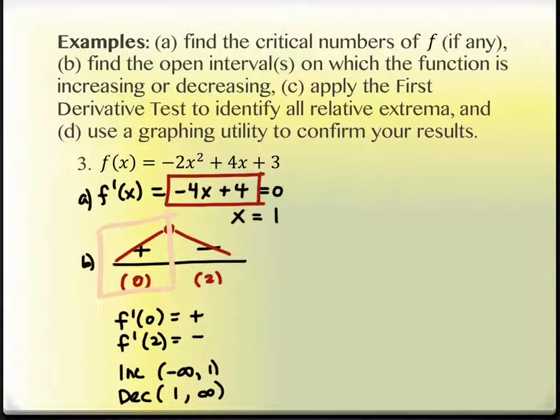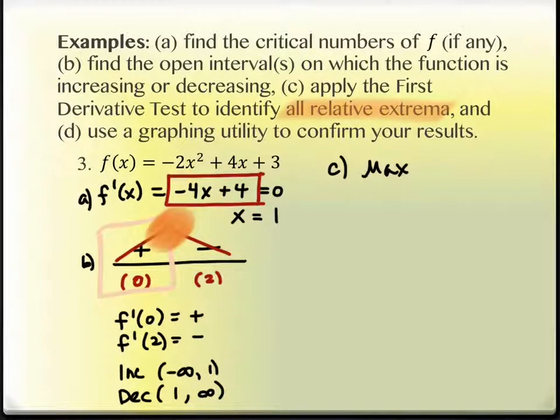So part C says, using that information, tell me if you have a max or min. So what do we have? Do we have a max or do we have a min? I have a max, right? This point right here is a peak of what's going on. It's a maximum. Now, it does say find all relative extreme. It just says relative extreme in here.